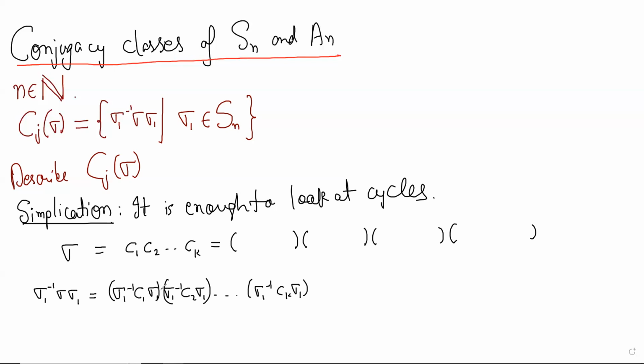So if you can understand what this is when sigma 1 varies over elements in Sn, then you are done. Then you can understand everything, the product of this. Fine. So it is just enough to look at cycles.